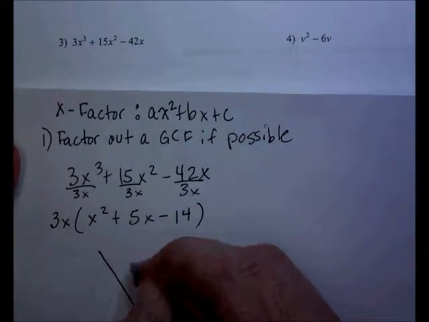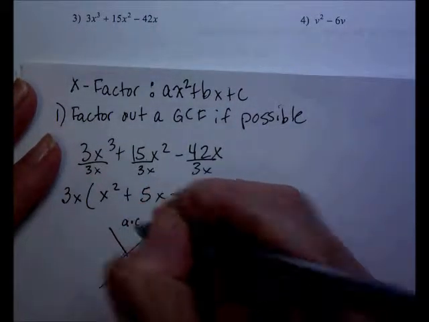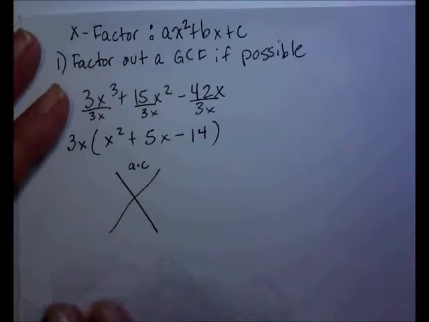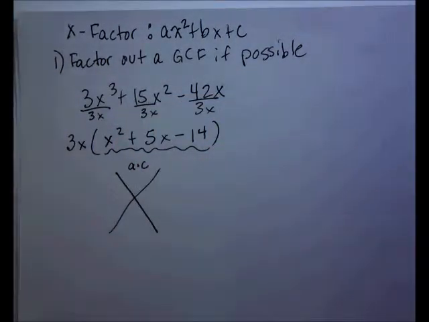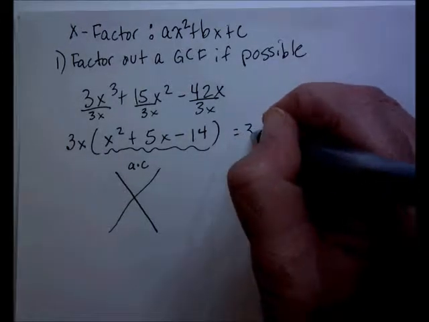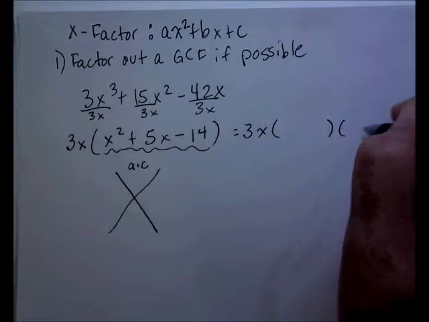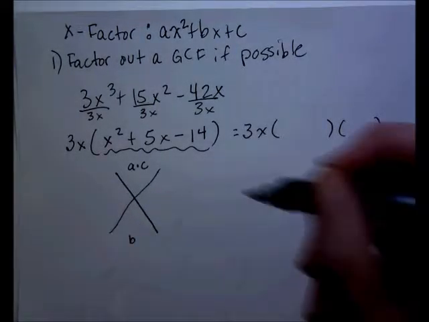So the X factor is where I draw an X, and the top part of my X, I'm going to end up putting a times c, and I always use the stuff that's inside the parentheses. I leave the factored 3x to the outside, because then my answer is going to look something like this when I'm done. And then b goes in this spot.